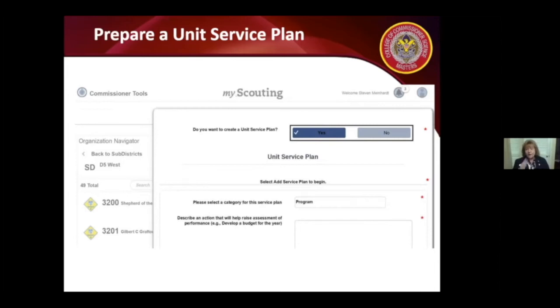Click on that, and that's where you're going to be able to start filling this plan out. This is why you need to know how to use My.Scouting and Commissioner Tools. Very imperative. All right, so there are 6 questions that you're going to ask yourself, and you could probably do this with your committee. 6 questions to figure out what to put in this service plan.